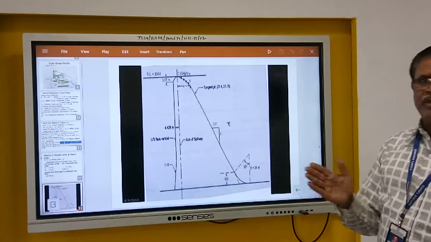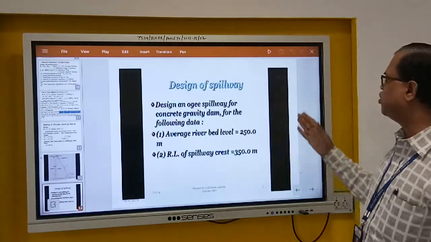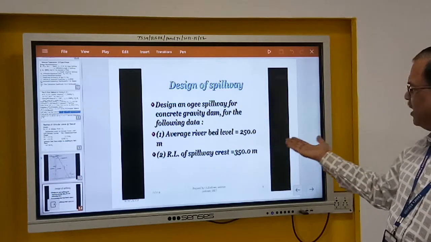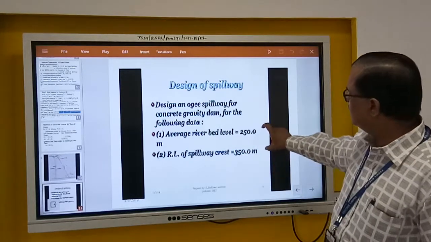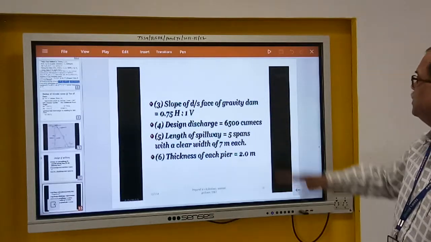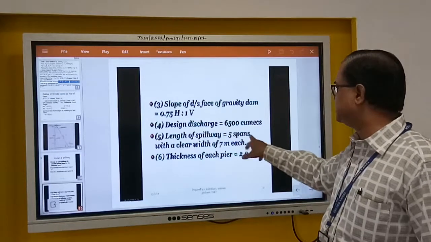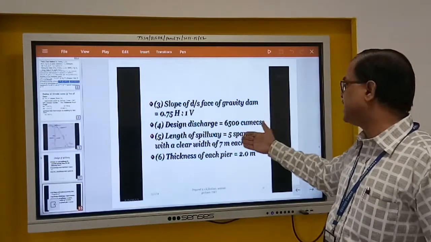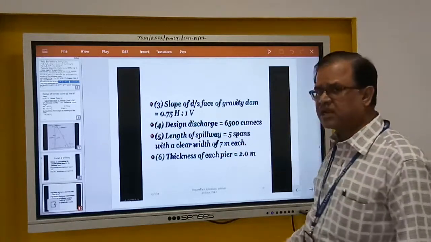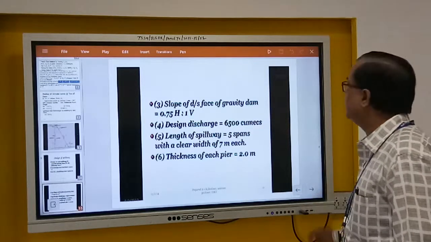We will see one problem so that your ideas will be more clear. Let us see design of a spillway: design an OG spillway for a concrete gravity dam for the following data. What is given? The river bed level, the RL of the spillway crest, the height, and the discharge. Then the downstream slope, the design discharge, and the length of the spillway, that is, the number of gates and the opening size of the gate, and the thickness of each pier. These gate details are required to find out the effective length of a spillway. Let us see the problem.